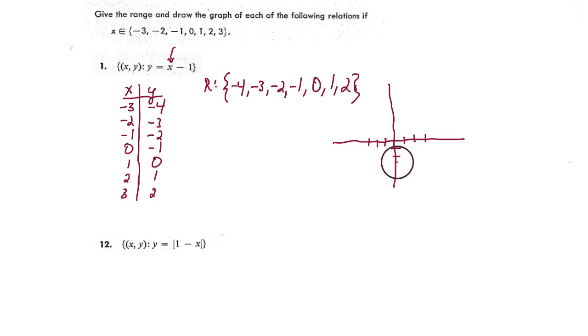I noticed that one of the numbers I got for y was negative 4, so I have to have that many marks on there. And I made it all the way up to positive 2 as the highest value of my range. So left 3 down 4, left 2 down 3, and so on.